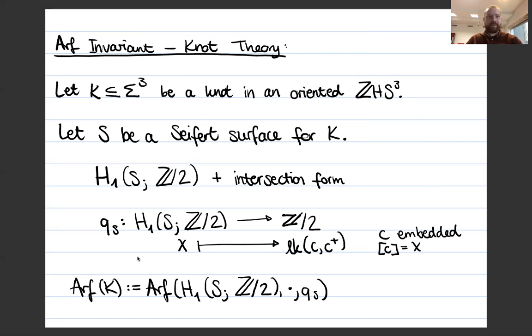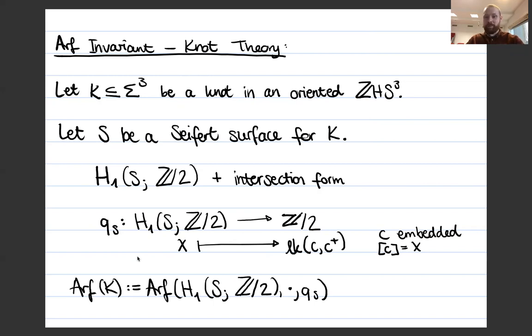It's in fact a concordance invariant, so it's the simplest slice obstruction when you just do this in S3. What you do to define this is you first make a choice and then you show that it doesn't matter. The choice is the choice of Seifert surface for K. So S will be our Seifert surface, and then our vector space is the first homology of S with Z2 coefficients.